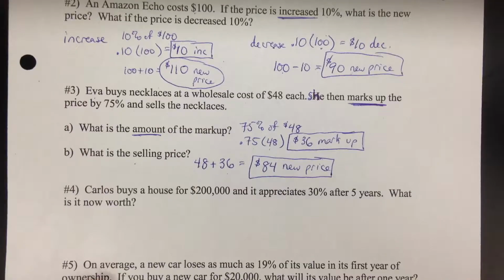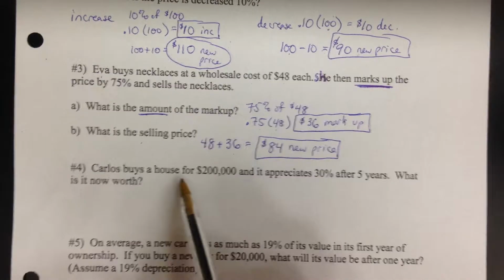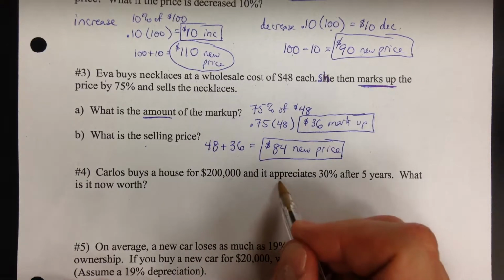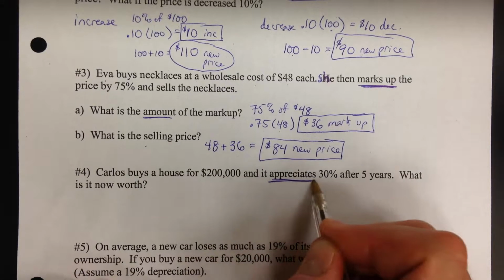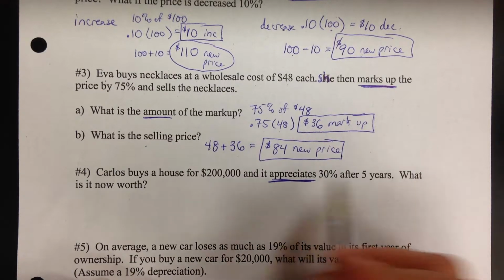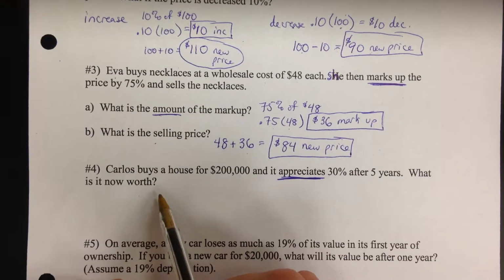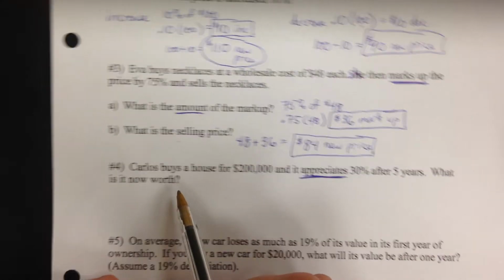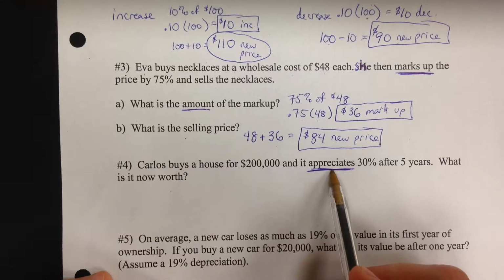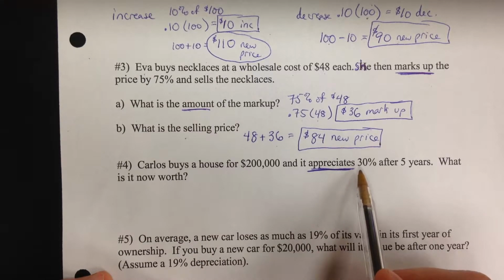All right, let's say number 4. Carlos buys a house for $200,000 and it appreciates. That means it increases 30% after 5 years. What is it now worth? So he buys for $200,000, the price goes up 30%, the value goes up. So what is it worth now?